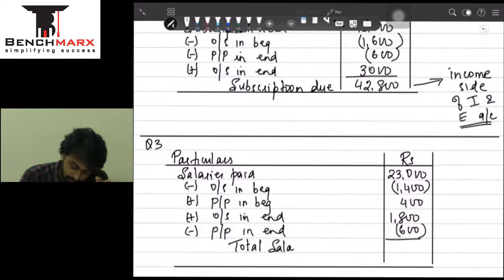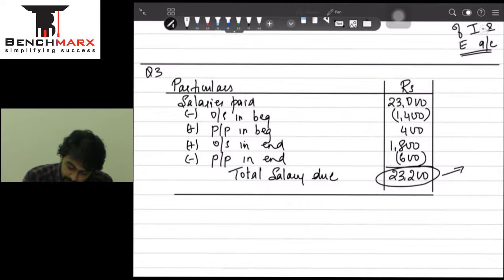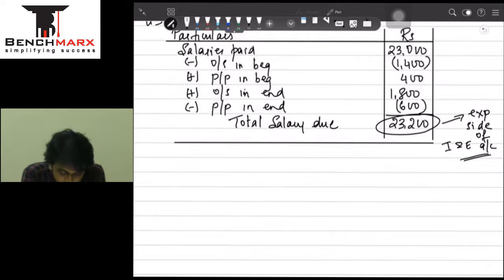And total salary due. So 23,000 minus 1,400 and plus is saying minus 1,000. So 22,000 and plus 1,200. 23,200. Dekho ek baar amount barabar hai kya? I'm just doing orally. It can be wrong, but then it is just add less. Adjust kar lo tum, agar mistake hai to. That is total salary due, and this is again going to enter the expense side of the income and expenditure account. You can write this for reference: where does this amount go? This amount goes in the expense side of the income and expenditure account.